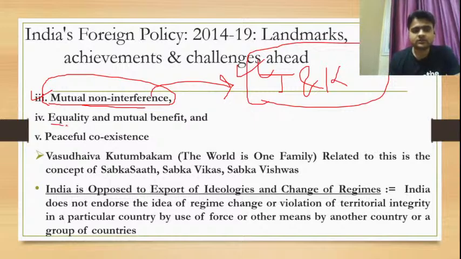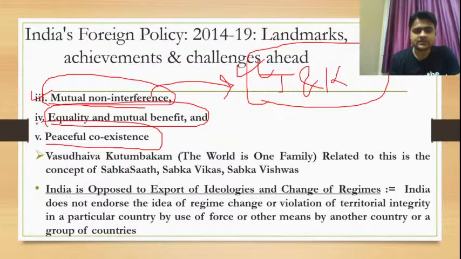Then the fourth is equality and mutual benefit. Fine, and fifth is peaceful coexistence. That is, you also remain in peace and prosper, we will also remain in peace and prosper with mutual understanding and brotherhood. Fine. Then you might be aware of this, that is Vasudhaiva Kutumbakam, isn't it?